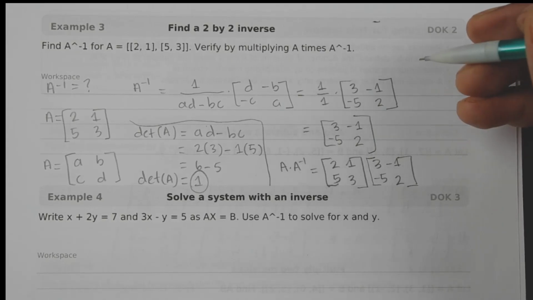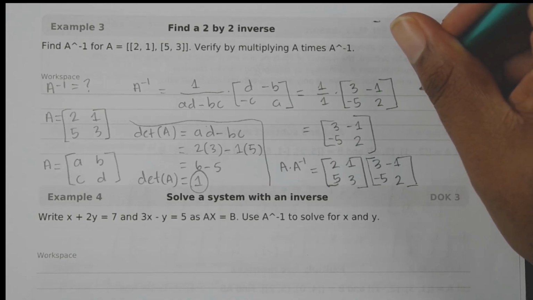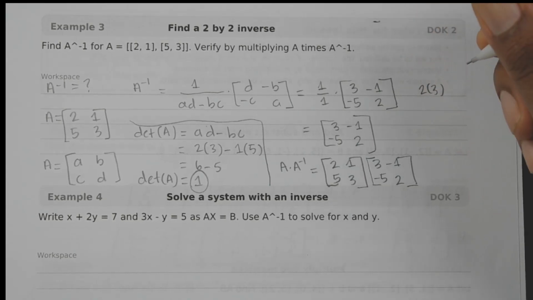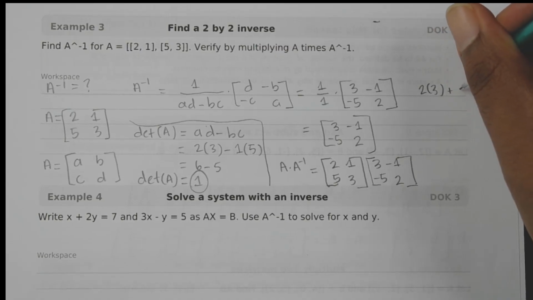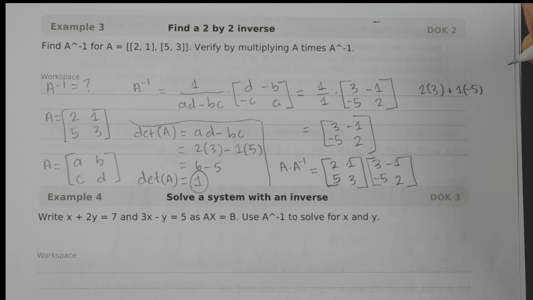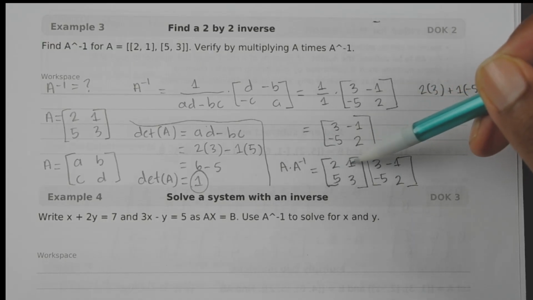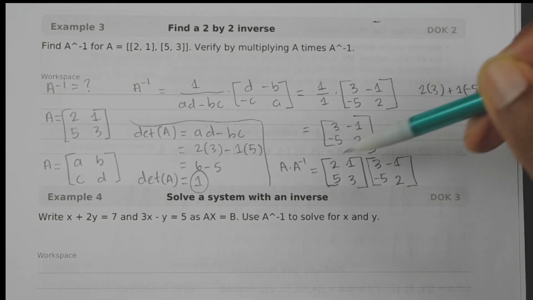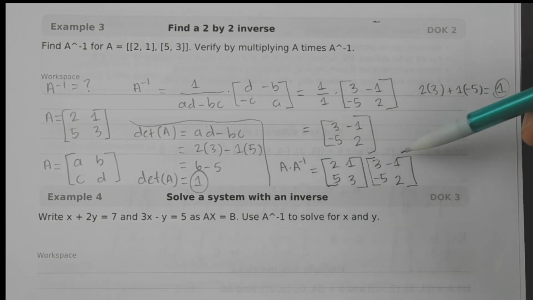So we have the upper row, that would be 2 times 3 plus 1 times negative 5. So that would be, let's see, I want to run out of room over here. So that'd be 6 plus -5, or 6 minus 5, which is simply 1. Okay. So again, remember when you're multiplying, you're doing row to column. Okay. So row times column, row times column.